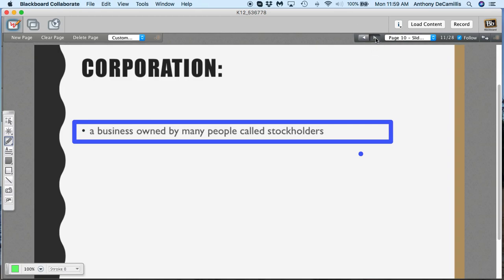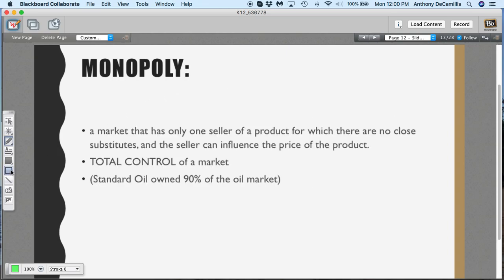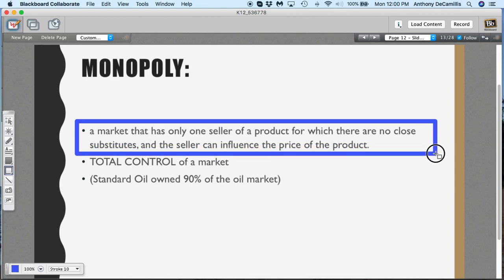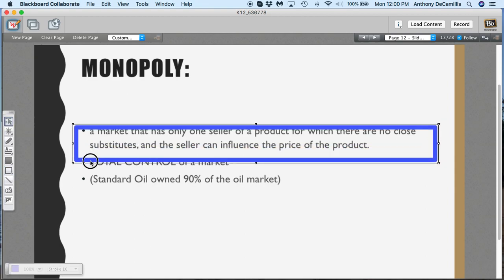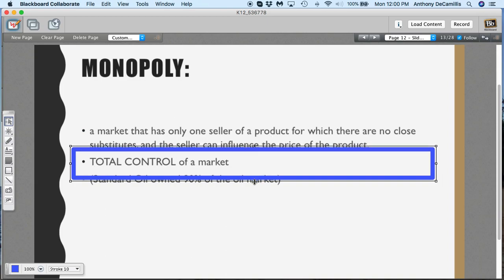Next, let's take a look at the one we're going to hang out on for a while, called monopoly, where we get the game itself, the board game. Monopoly is this, and you're probably familiar with it, whether or not you've played the game. Here's the idea: a market that has only one seller of a product, for which there are no close substitutes, and the seller can influence the price of the product. In other words, it's total control of an entire market or an entire industry.